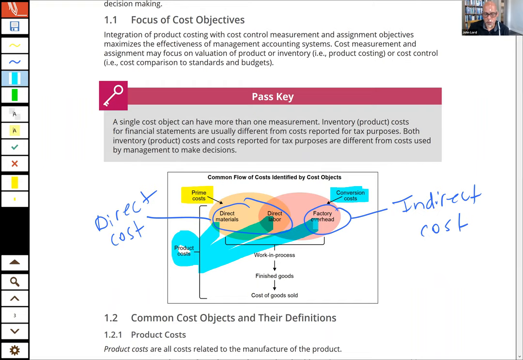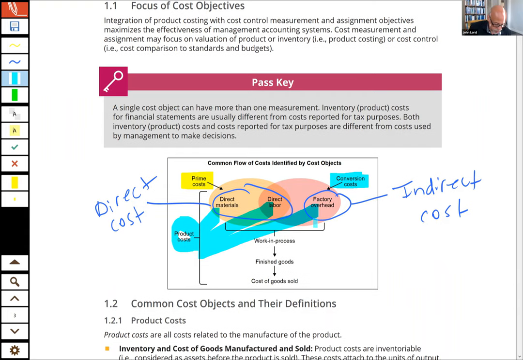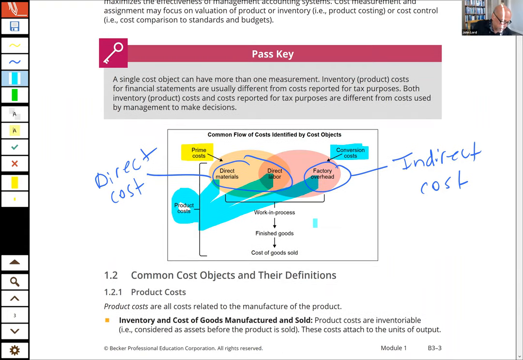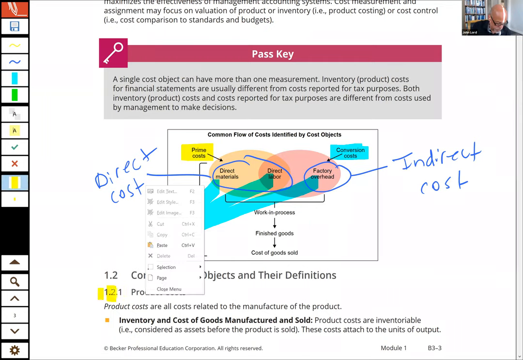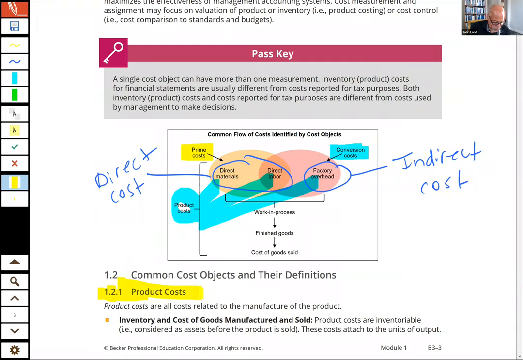They go from finished goods to cost of goods sold. Okay? Okay, good. So let's just take a look at these different items. Product cost, okay? And our product costs are what? Our inventory and the cost of goods manufactured.